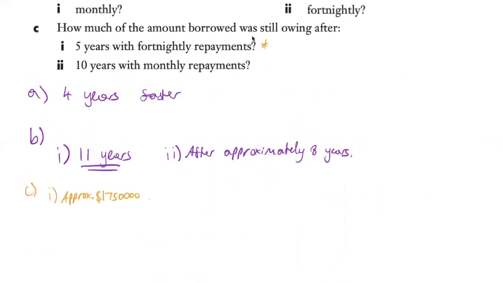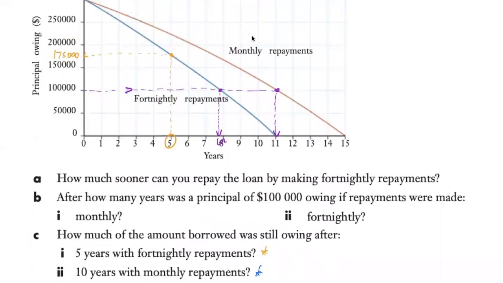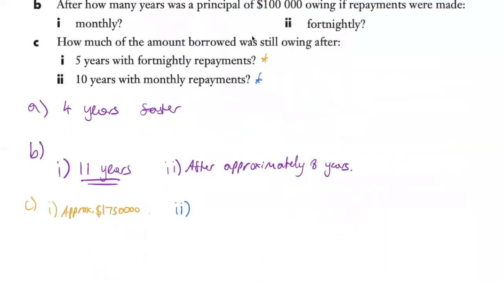Picking a different color, we might pick blue for this one, for part II. We want to find what happens after 10 years with monthly repayments. So using that same idea, we go to 10 years and we go up until we hit the curve. And now we want to go directly across. And again, we're in the middle of 100,000 and 150,000. So we're looking at roughly 125,000 owing at the 10-year mark if we were making monthly repayments.